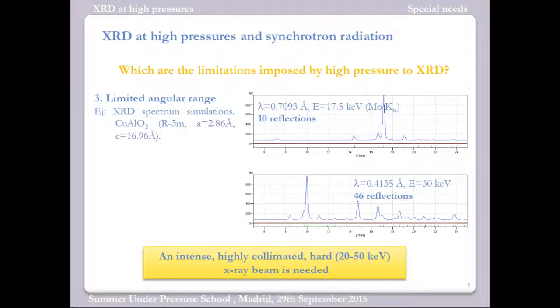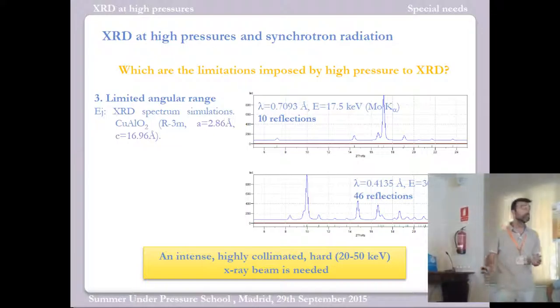In the example I have worked here, I have simulated an X-ray diffraction spectrum of a transparent conductive oxide, a simulation which is done with the shorter wavelength that is usually available at the laboratory, that is the molybdenum K-alpha. We see that with a usual large Mandel cell, we have only 10 reflections with this wavelength.